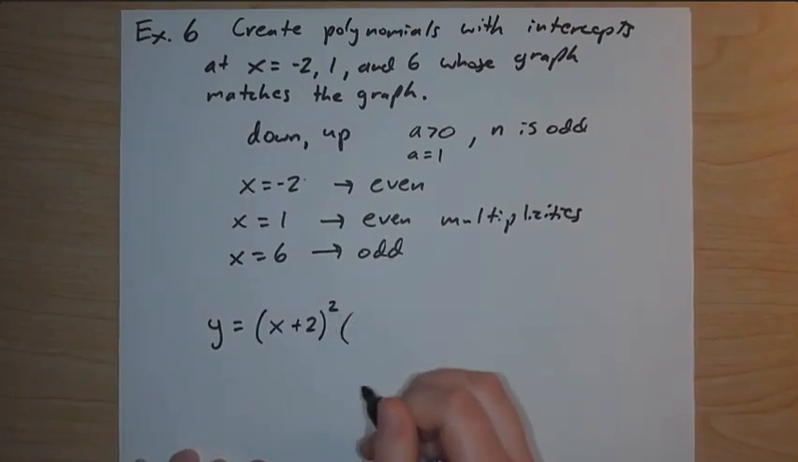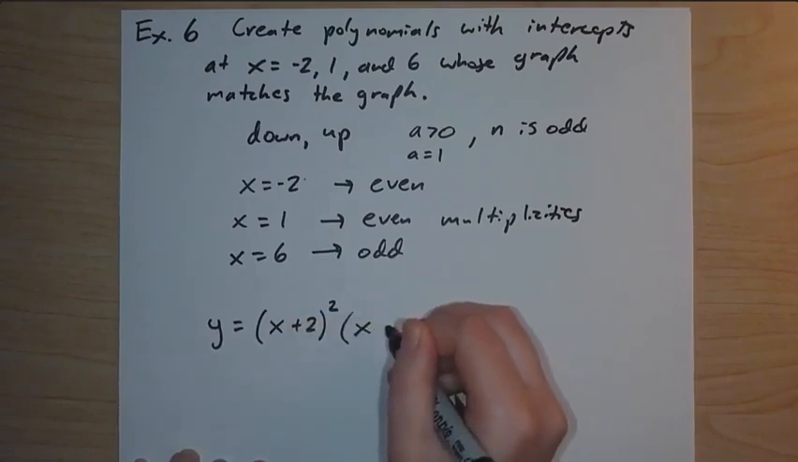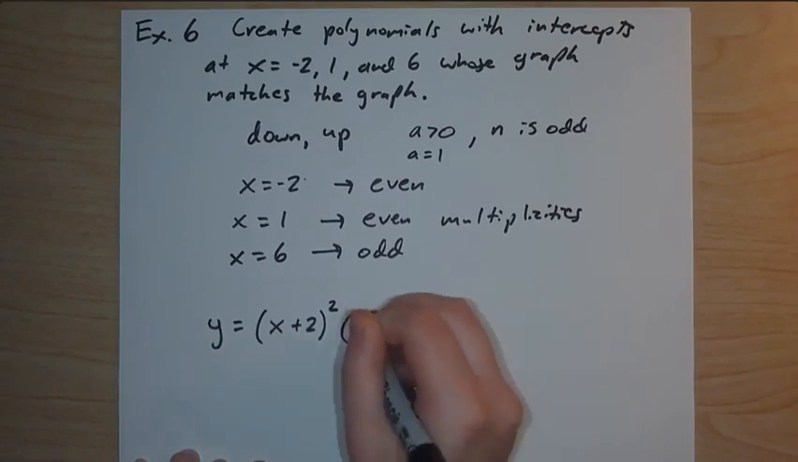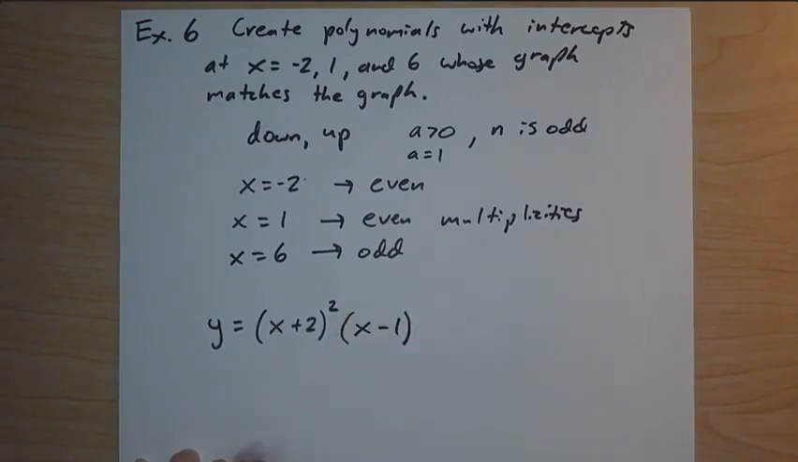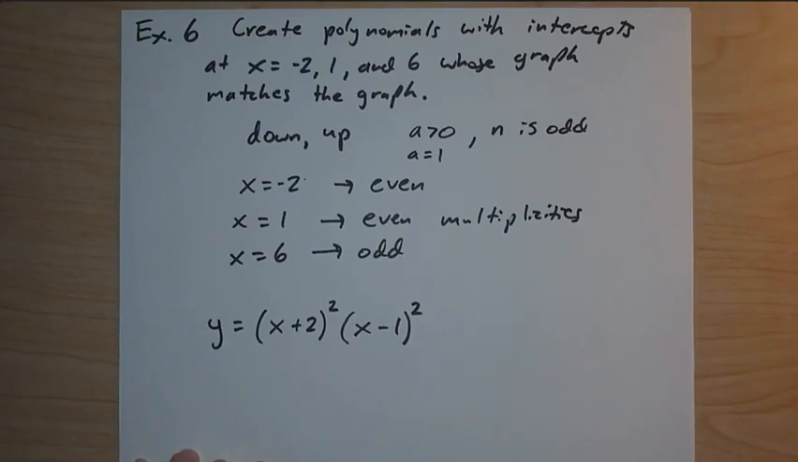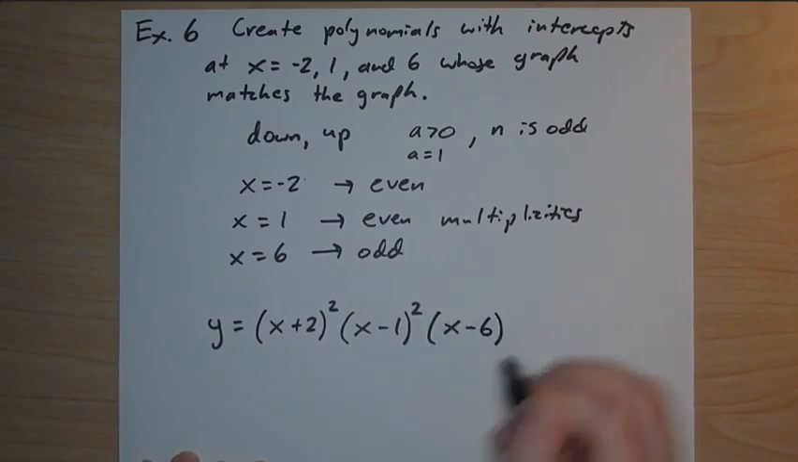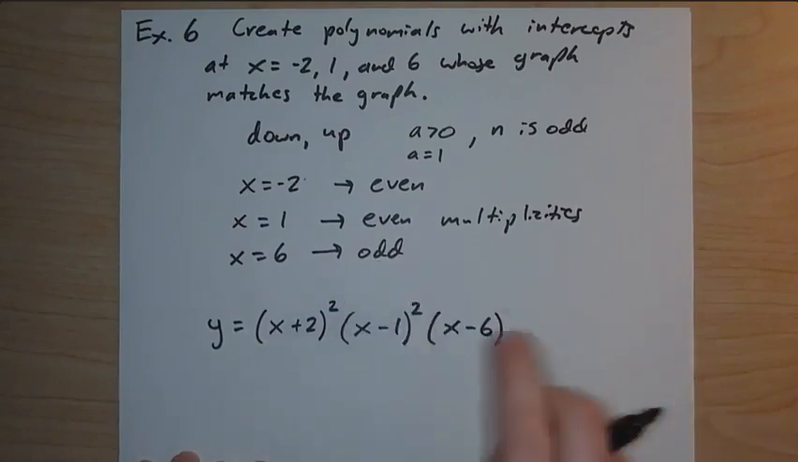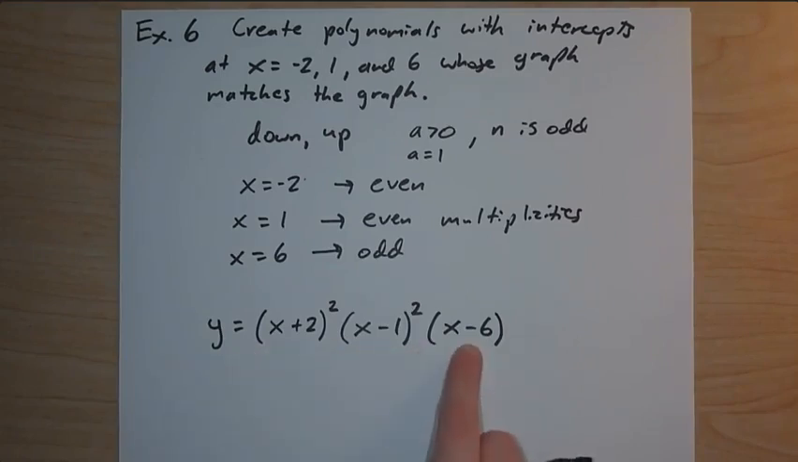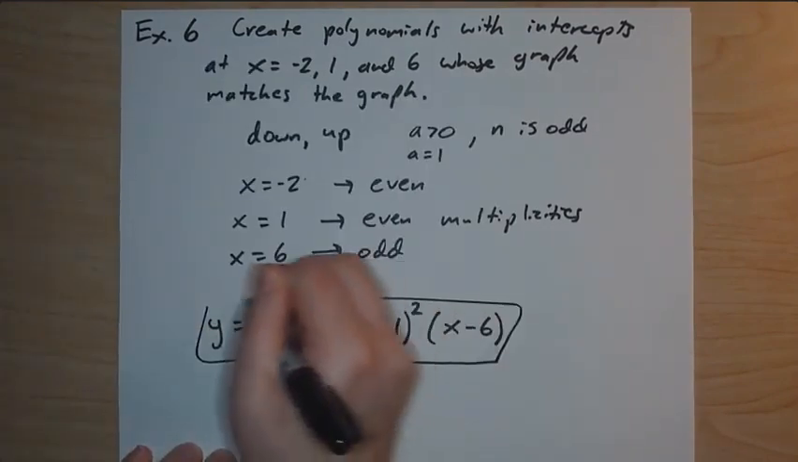And then we're going to move on to our next 0, which is x equals 1, so that's x minus 1, going backwards. We know that it is an even multiplicity again, so again I'm going to assume that it's 2. That's the lowest even natural number. And then for our 0 at 6, it has an odd multiplicity, so I'm going to just leave it as 1. And if we graph this, we'll find out that it actually does in fact match this graph. And so this is our function.